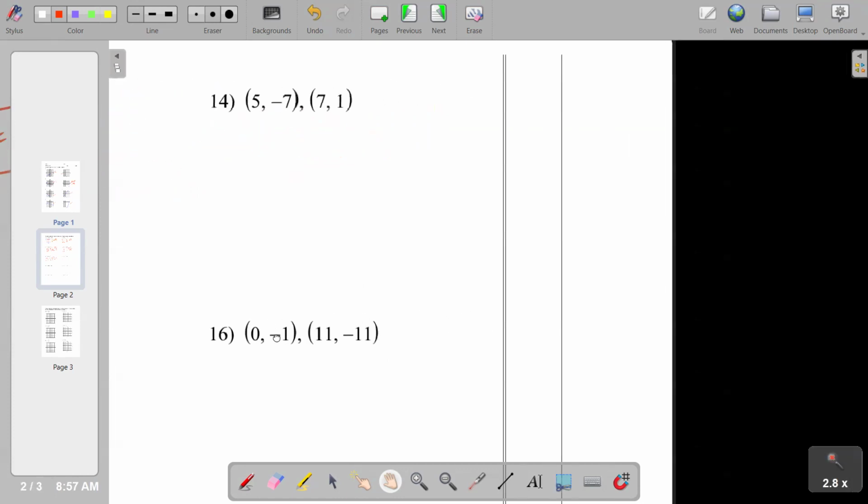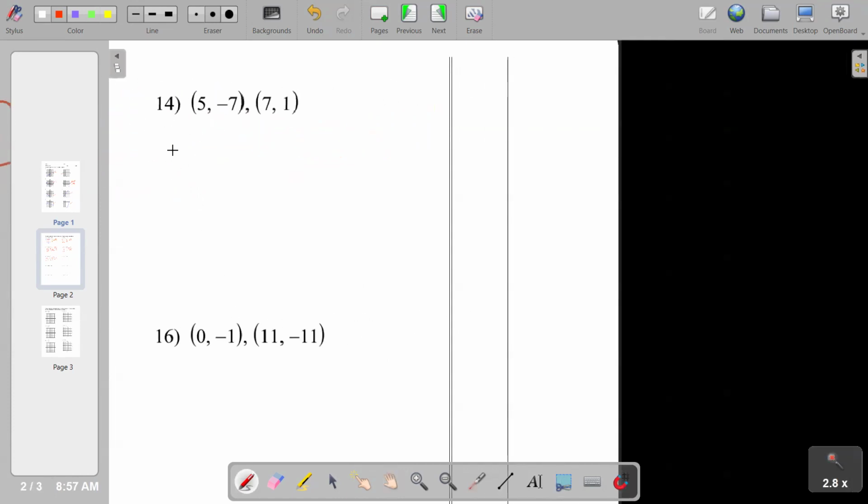Okay, number 14, rinse and repeat. Top is 1 minus negative 7. Bottom is 7 minus 5. 1 plus 7 is 8. 7 minus 5 is 2. What's the slope? 4.